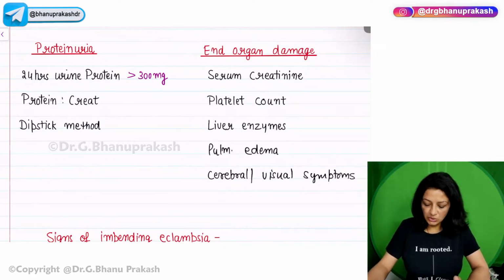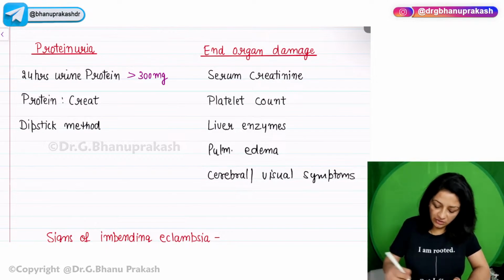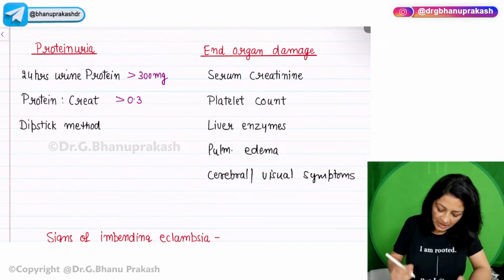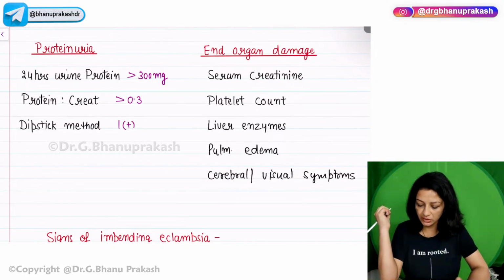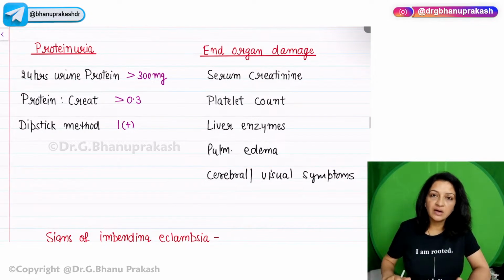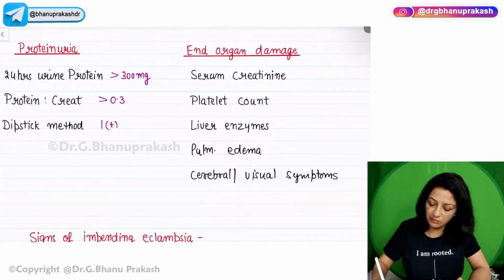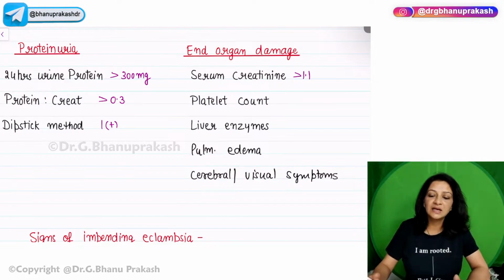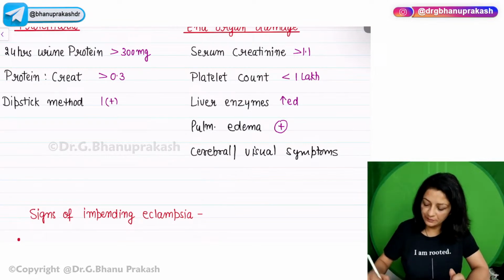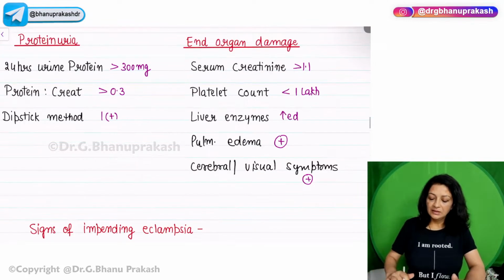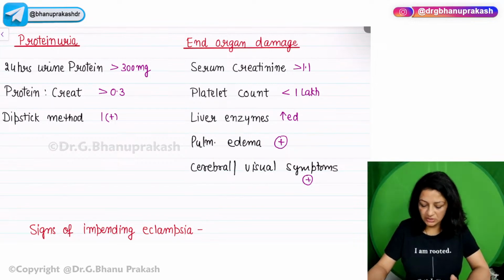So proteinuria means 24-hour urine proteins more than 300 milligrams, protein and creatinine ratio more than 0.3, and the dipstick method में हमारे पास आ रहा है 1+ proteins. That is called as proteinuria. Next one, end organ damage means if the serum creatinine levels are more than 1.1, platelet counts less than 1 lakh, liver enzymes raised, pulmonary edema present, and cerebral and visual symptoms are present. That is called as end organ damage.